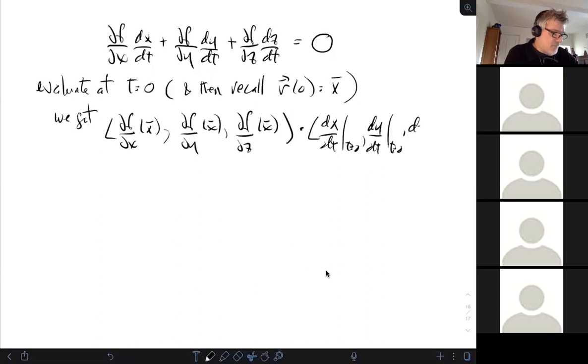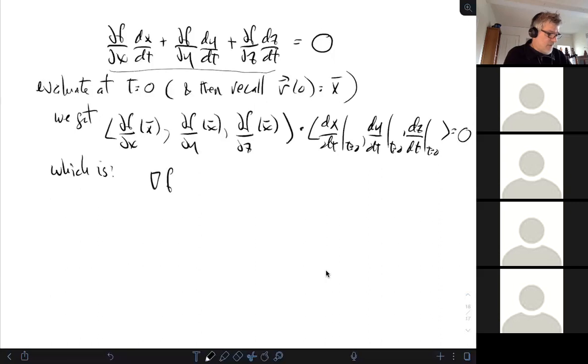I'm going to run out of room. Maybe not. I rewrote the left-hand side as a dot product. Okay, it's cleaner. And what is that? For the left-hand side, this is the gradient of f at x bar dot, what is that? That is precisely the derivative of r at 0.